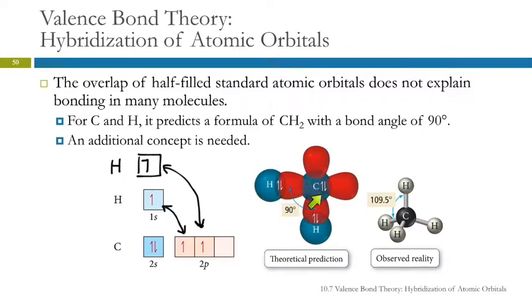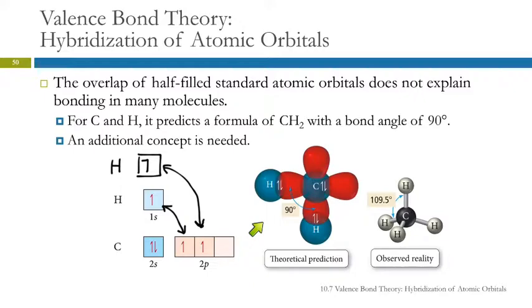Here's the s orbital on the carbon. It's got that pair of electrons. So this predicts that we would have a molecule that is a carbon with two hydrogens, and that the bond angle would be 90 degrees. You see what's happening here? We're taking these individual orbital shapes, and we're bringing the atoms together, and we're having the orbitals overlap with each other, kind of like sticking together.